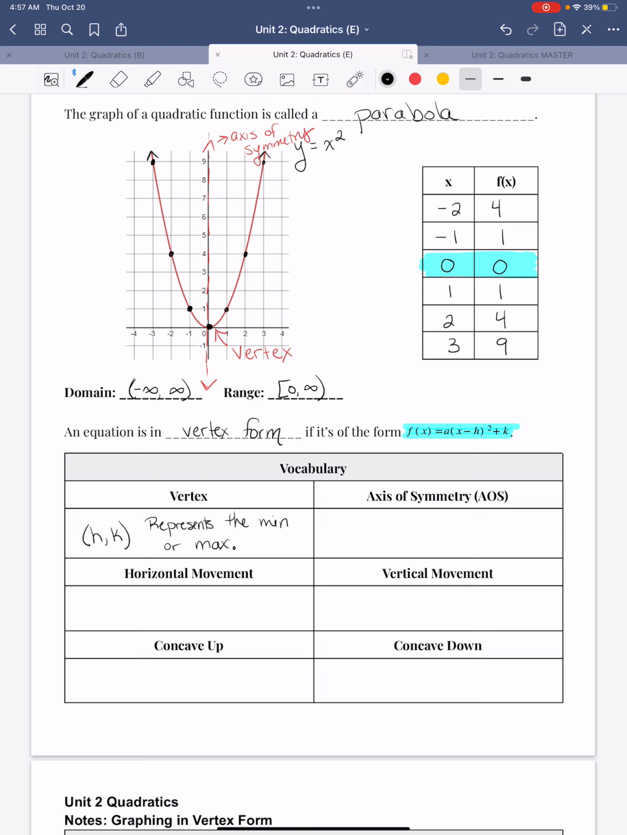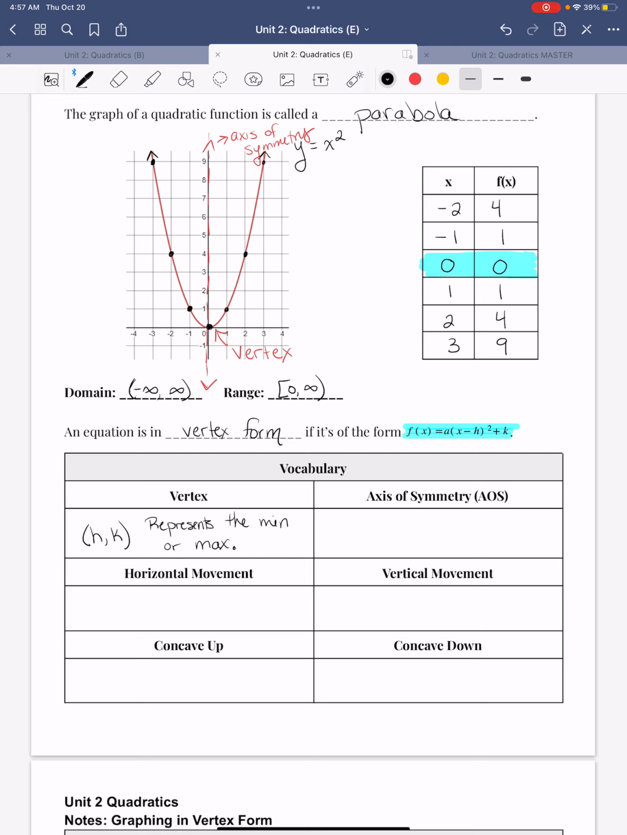So for example, our vertex right now would be 0, 0. If I move to the right 2 units, I'll have a vertex of 2, 0. So it's wherever that point lies. And you guys have already found this vertex time and time again when we were looking at those transformations and looking at how that movement happened.